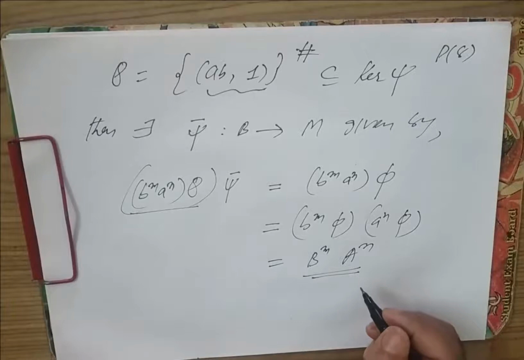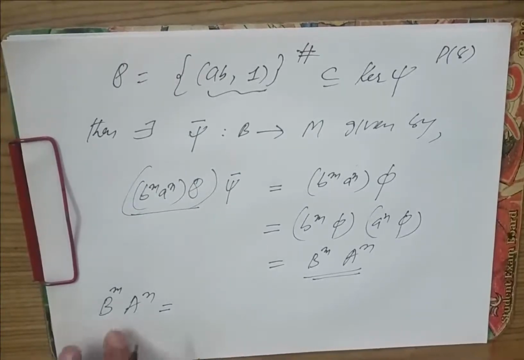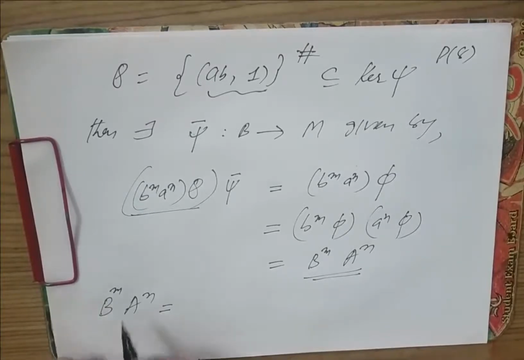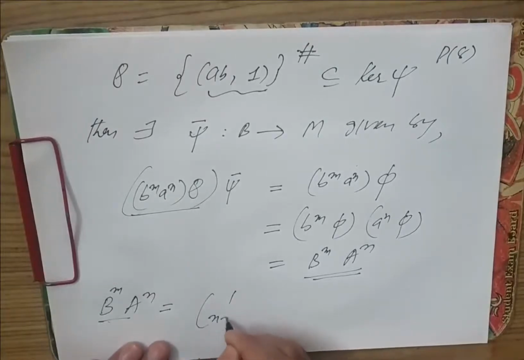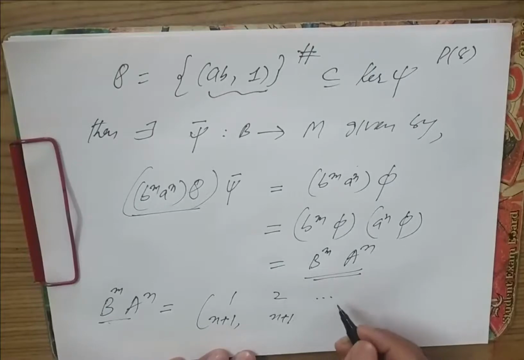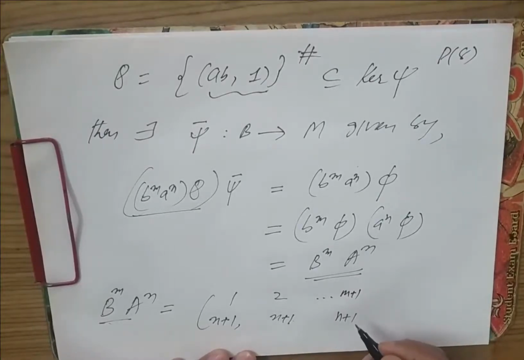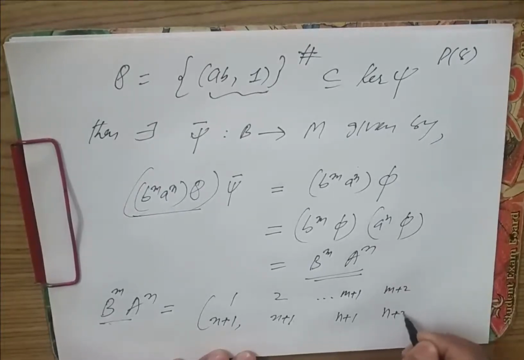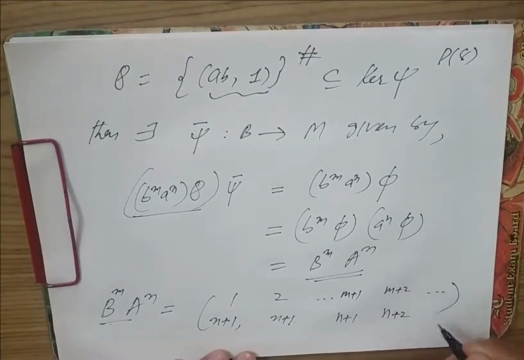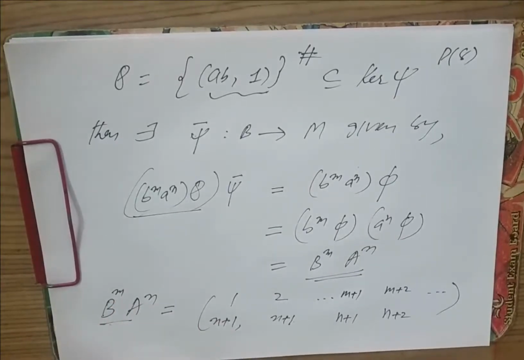What's B^M A^N? What's this composition? They are transformations. You can see this composition: compose B M times, compose A N times, then take their composition, their mappings actually. 1 goes to N plus 1, you can see it's not too hard to check this. 2 goes to N plus 1, up to M plus 1. M plus 1 also goes to N plus 1. Then next we have M plus 2, it will go to N plus 2, so here it changes, and so on. This is B^M A^N. And you can see for any value of M and N, they are all distinct.